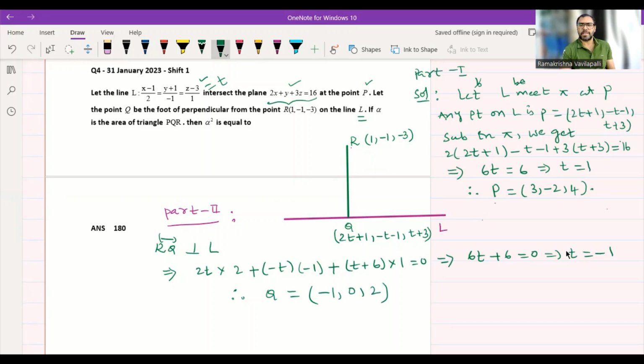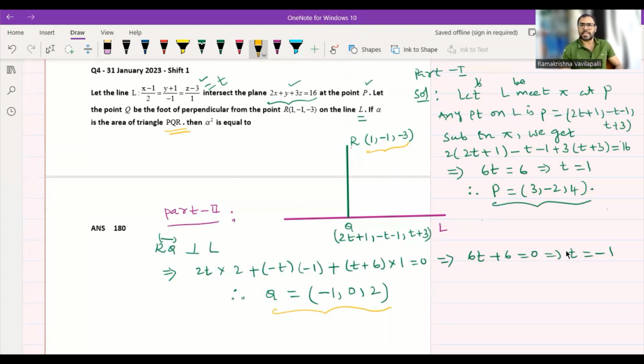That one point is P, this is P and Q, and what is point R? Let Q be the foot of perpendicular from R. R is already there. Now what they are asking, alpha is the area of triangle PQR. So this question consists of three parts. One is the point of intersection of line and plane. Another one is the foot of perpendicular from a point on a line. And the third one is finding the area of a triangle in three-dimensional geometry.